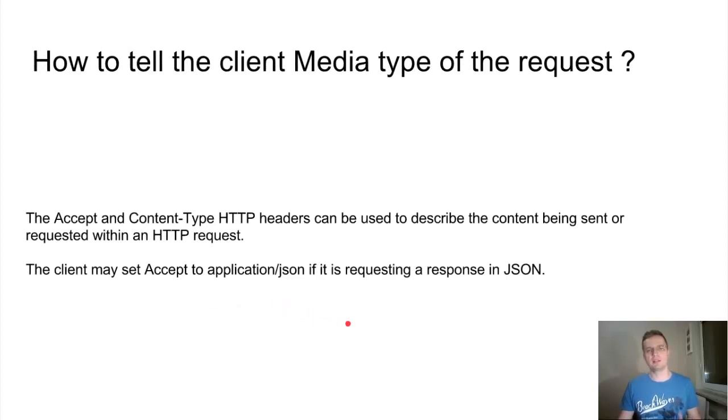How to tell that the client made the type of the request? The content HTTP headers can be used to describe the content being sent or requested within an HTTP request. The client may set accept to application JSON if it's requesting only a response in JSON.